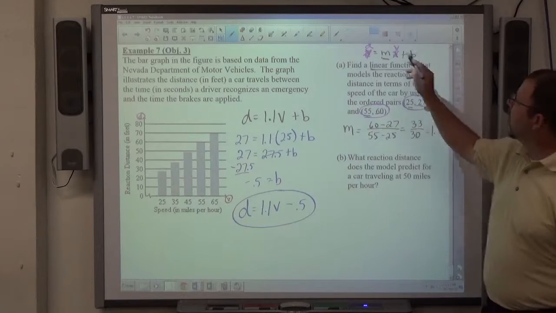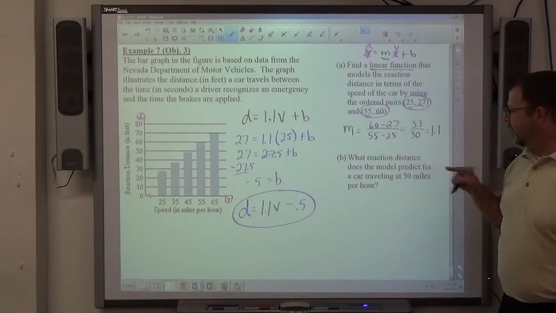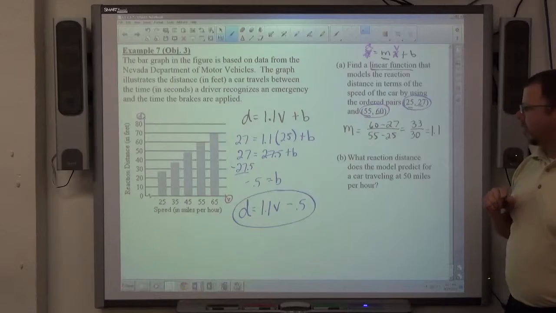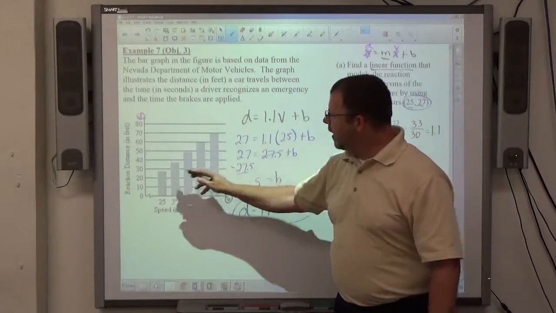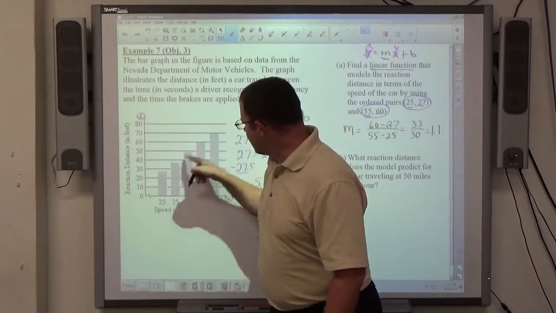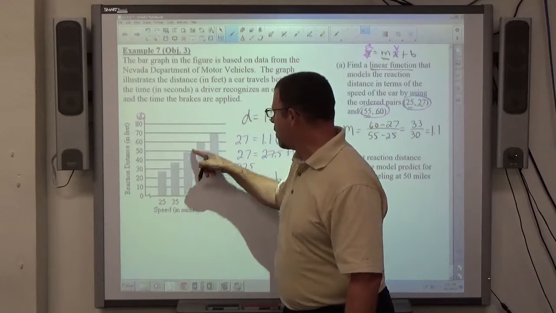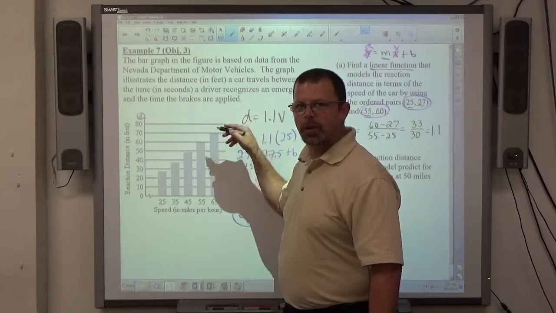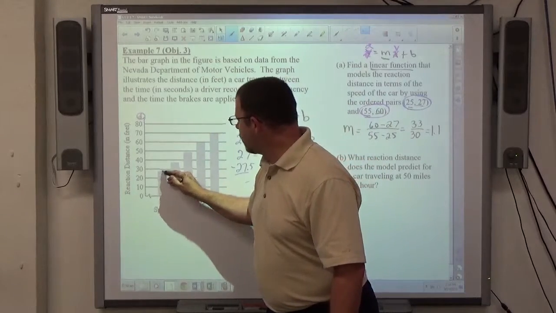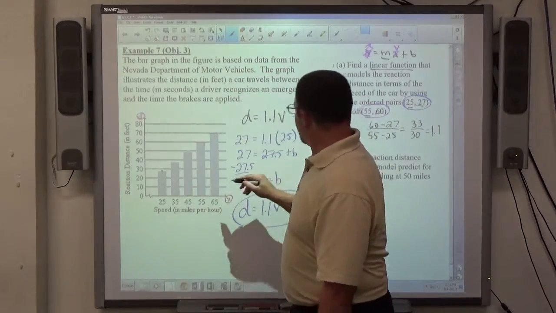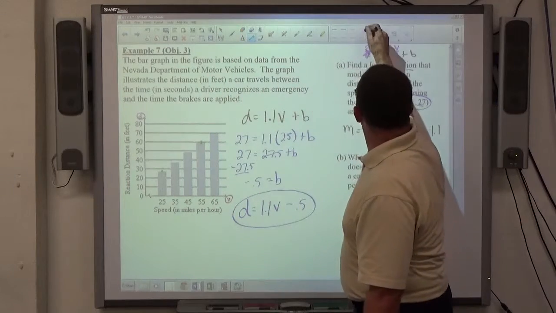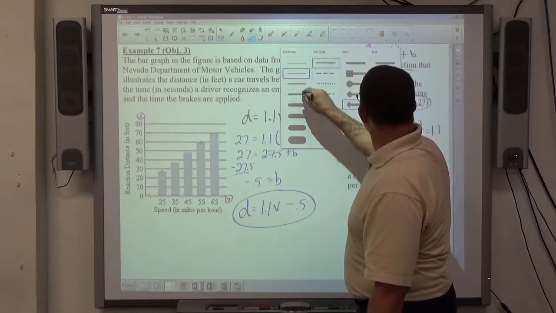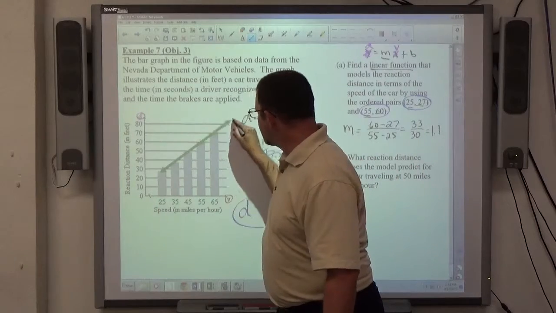Now for part B it says, what reaction distance does the model predict for a car traveling 50? Notice there's no 50 miles an hour here. So what we've created here is called a trend line. If you look just at the top of the bars, they line up in a straight line, pretty much. So here's 25, 27, here's 55, 60. If I connect those dots with a nice straight line, like so.